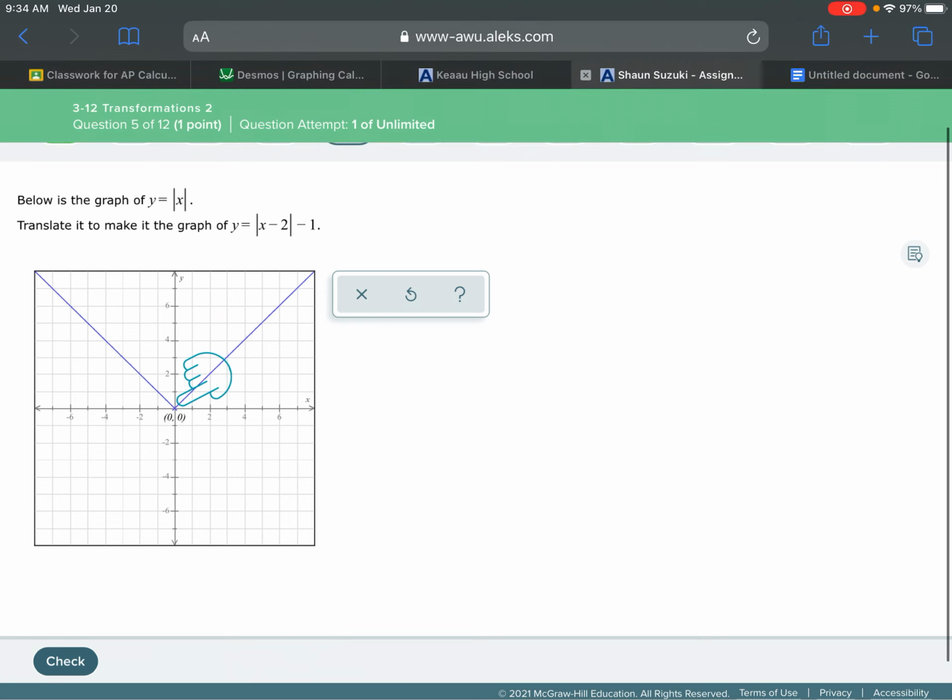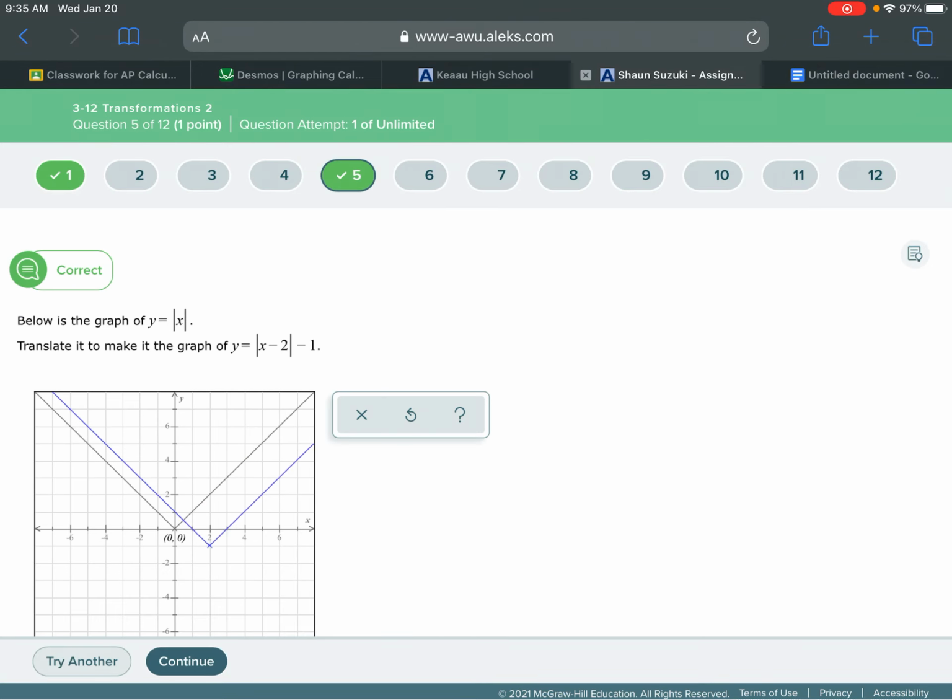All right. Let's look at this one. It says below is the graph of the absolute value of x. Translate it to make the graph of absolute value of x minus 2, minus 1. Okay, so let's do this in 2 steps. Inside of our absolute value, we have minus 2. We're going to remind ourselves that minus inside of our function or our parentheses shifts to the right. And then the minus 1 outside tells us we're going to shift down 1 unit. So we move 2 to the right because of the inside, and then 1 down because of the outside. Go ahead and check that one. And that one is also correct.